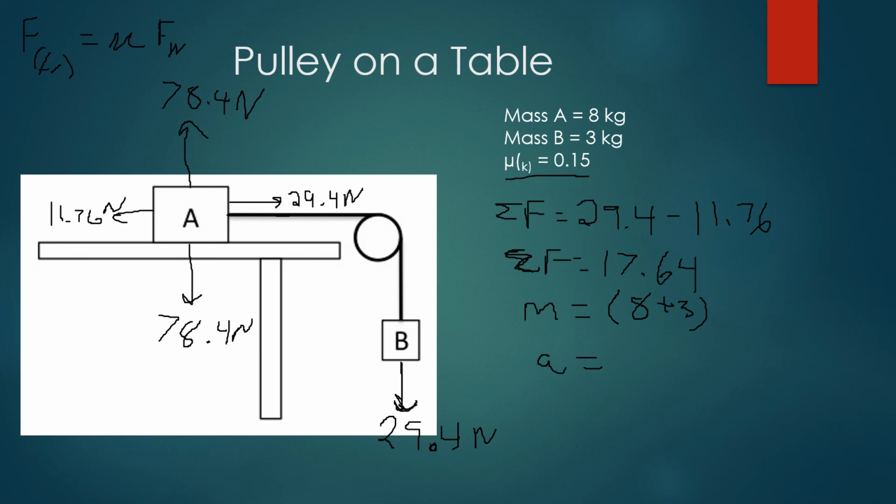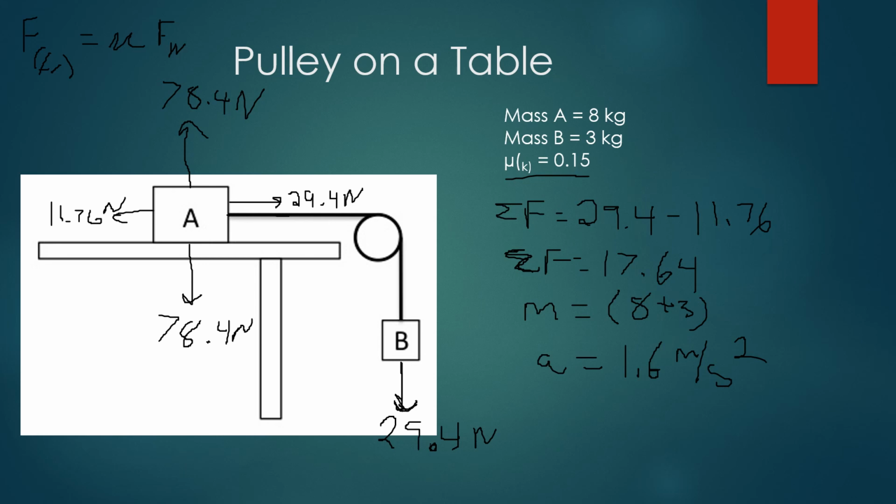So the acceleration, we'll just say for simplicity, is 1.6 meters per second squared. So what we're saying is that box B is accelerating down 1.6 meters per second squared. Box A is accelerating right 1.6 meters per second squared.